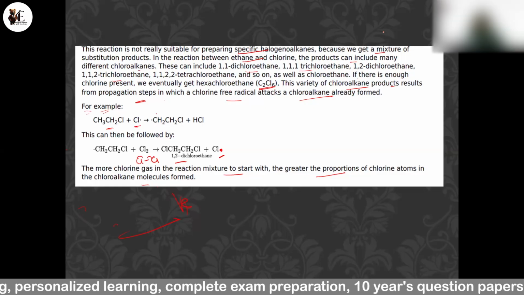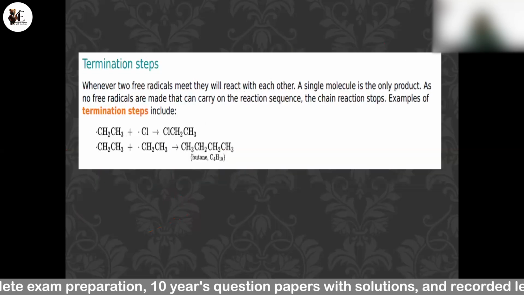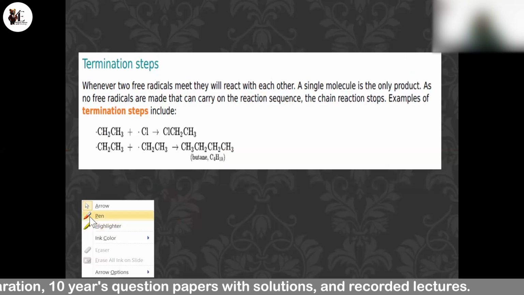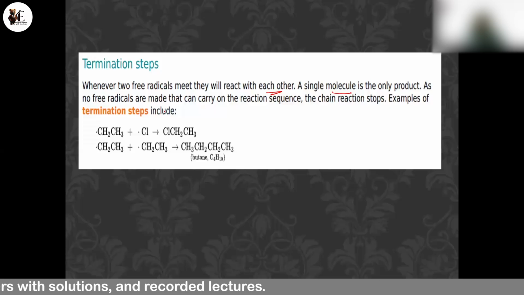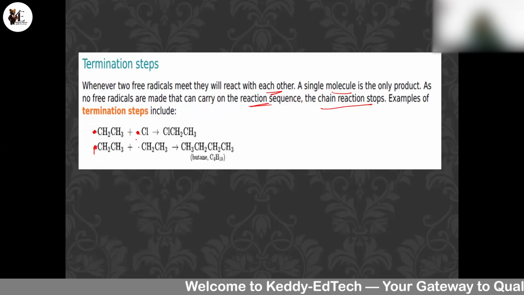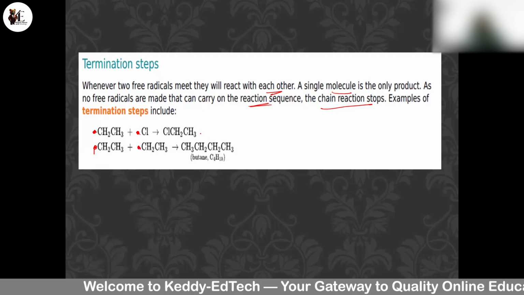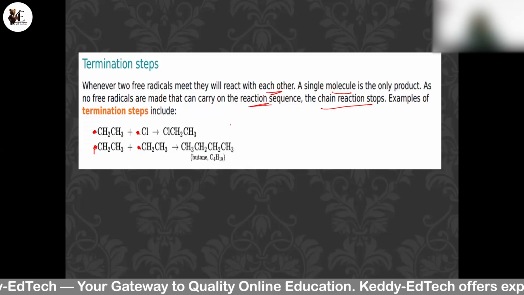So the first step is the initiation step, the second step is the propagation step, and the third step is the termination step. Whenever two free radicals meet, they react with each other and a bond is formed. A single molecule is the only product. As no free radicals are made that can carry on the reaction sequence, the chain reaction stops or terminates. Here this free radical combines with this free radical to form chloroethane. Here this free radical combines with this free radical to form butane. So now the chain reaction will stop in the termination step.